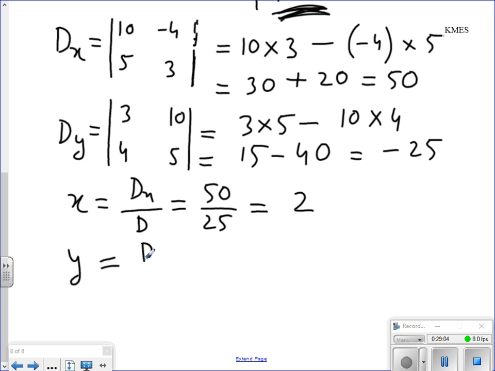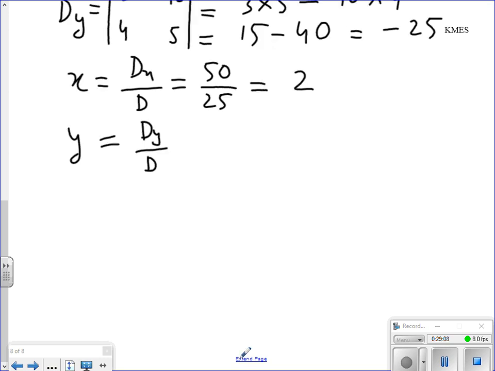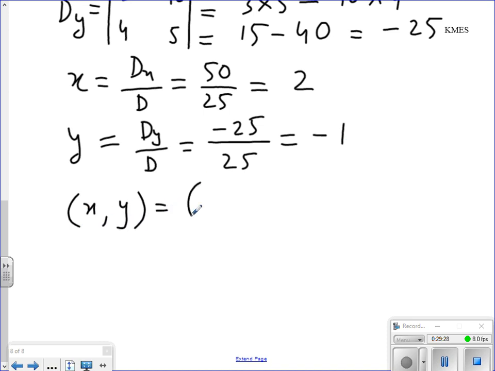Similarly, y is given by the formula dy upon d. Now what was the value of dy? Minus 25 upon d, which was 25. Dividing it, we get minus 1. So we have the value of x as 2 and y as minus 1. So our solution, x comma y, is equal to 2 comma minus 1. That completes the sum.